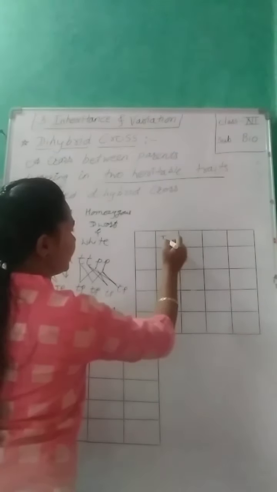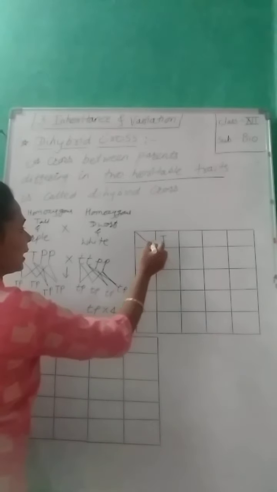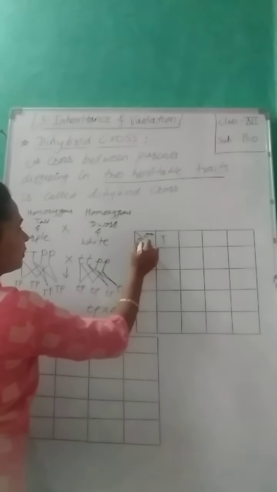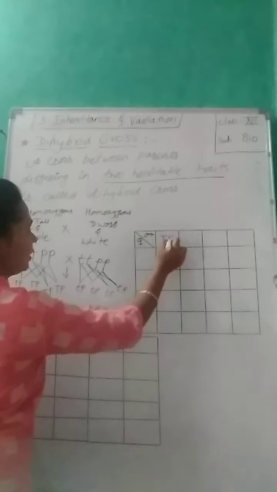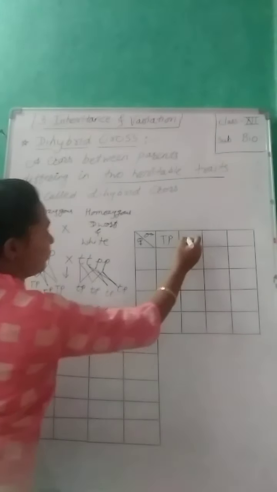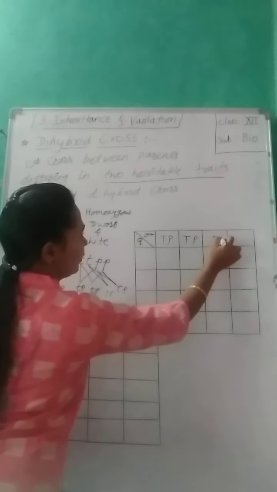We can put these things in the checker box. So what we will get? Here we will write down the male gametes. Here we will write down the female gametes. TP, these all are dominant. TP. Again these are recessive or female characters. So we will write down here also small t, small p. So we will get all the characters like this.